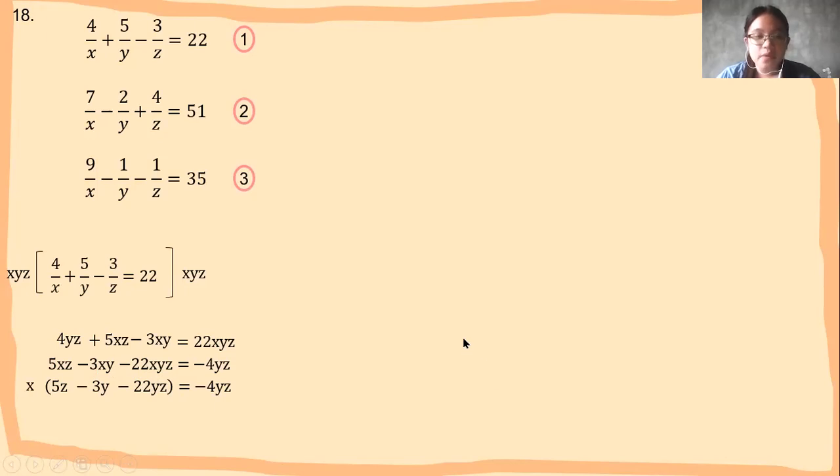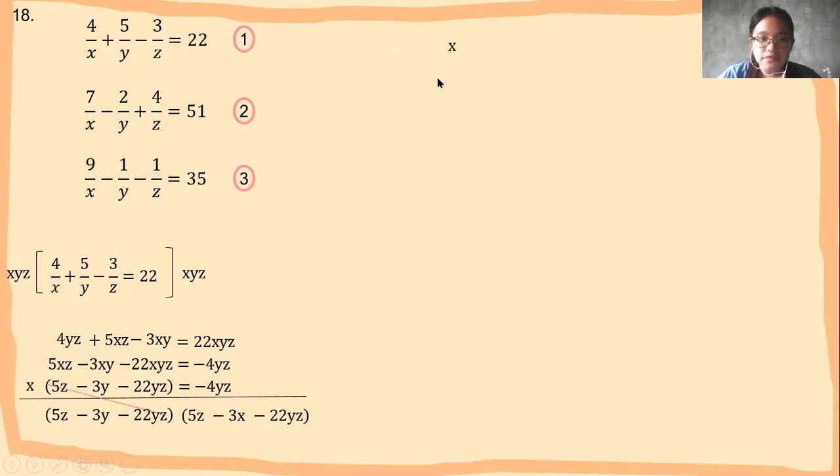Then let's divide both sides by 5z minus 3y minus 22yz. So let's cancel. So our initial value of x is equal to negative 4yz over 5z minus 3y minus 22yz. So this will be our initial value of x. At the same time, this will be our equation letter A. So let's remember the equation letter A.